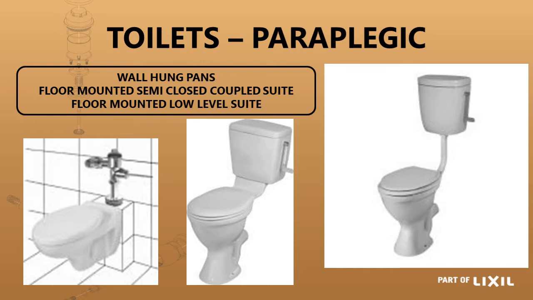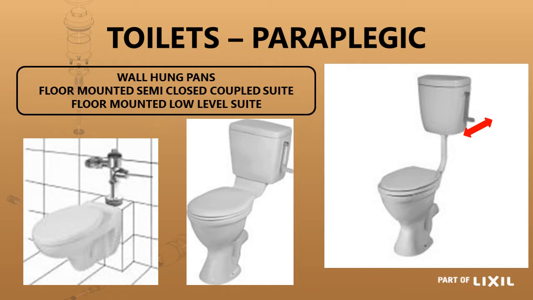Then you've got the semi-closed couple, which is a lot more aesthetically pleasing than the low level. It uses exactly the same pan, but it does have that cover plate which sits between the cistern and the toilet seat. What you've got with the flush valve, the handle, you can activate the flush by either pushing or pulling, and it can be situated either on the left or on the right of the cistern.